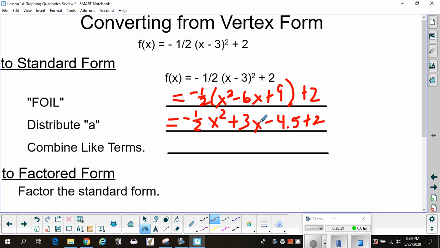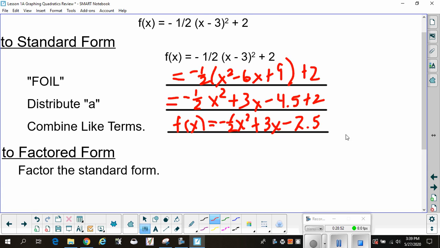And I have to combine my like terms. So I have f of x is equal to -1/2 x squared plus 3x minus 2.5.